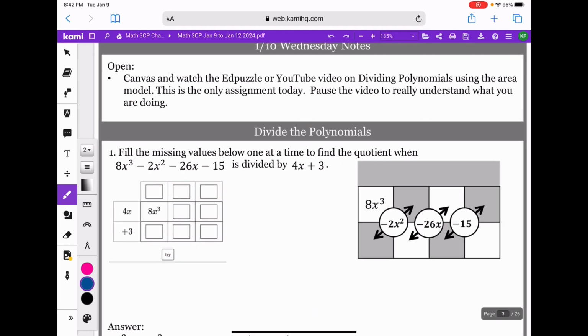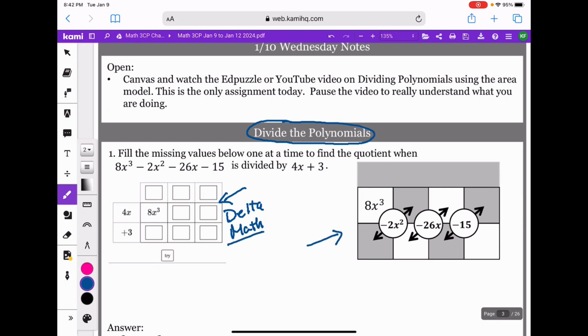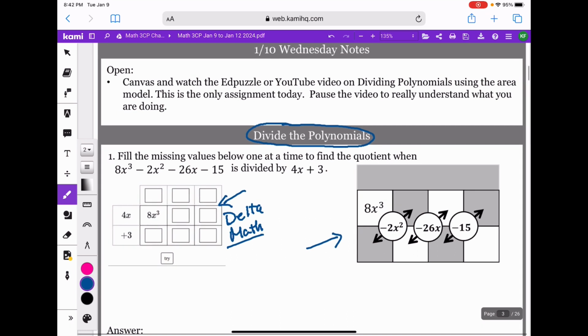All right, so in the past, we have multiplied polynomials. This lesson, we're dividing polynomials using the area model. So that's that rectangle that you're familiar with. This is what Delta Math is going to look like when you're doing your problems on the computer. However, what I've found is it's much easier to set the problems up like the rectangle on the right. So this is how we're going to show work.